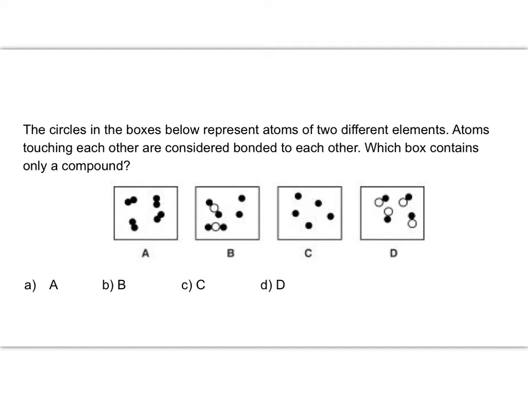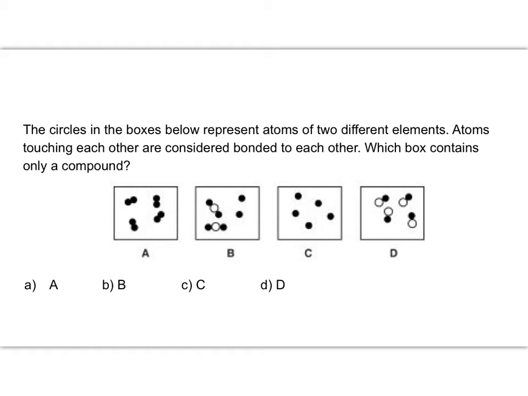So we have some boxes representing different elements with the different colored dots, and it says that if they're touching, they're considered to be bonded. So which of these boxes contains only a compound? Remember, a compound has to be made up of two different elements.